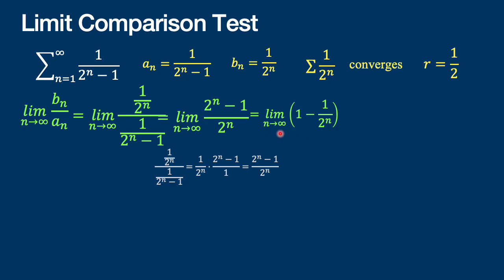As n approaches infinity, what happens to 1 over 2^n? That sequence's behavior goes to 0. It's a geometric sequence, ratio 1/2. The limit of that sequence is going to be 0. So we find the limit of the ratio of the two sequences, and that's going to be 1. So what is the conclusion? By the limit comparison test, this series converges because this geometric series converges.